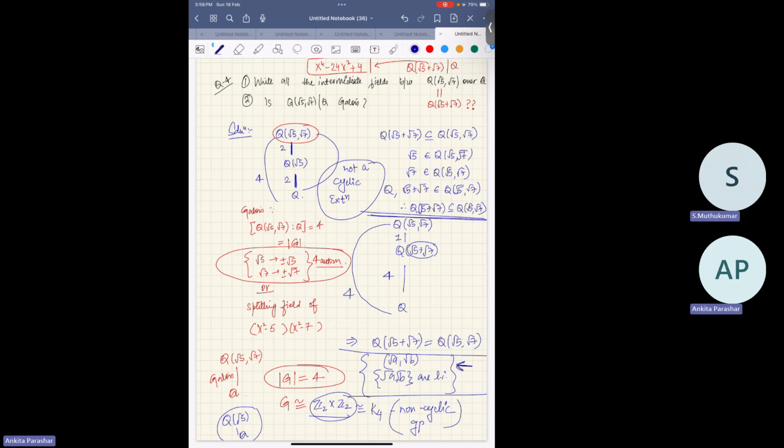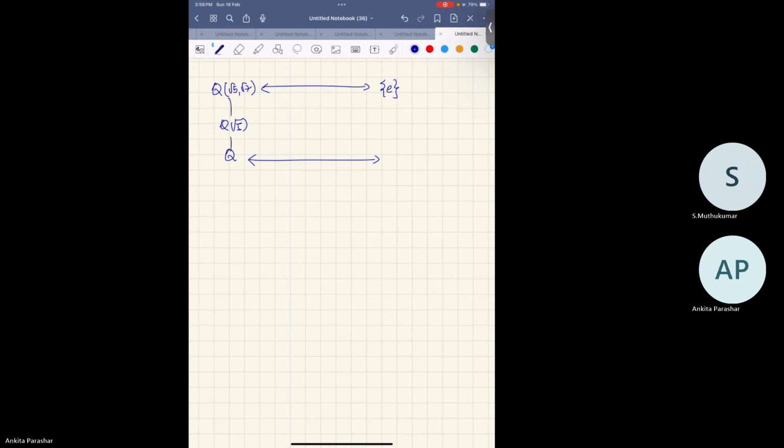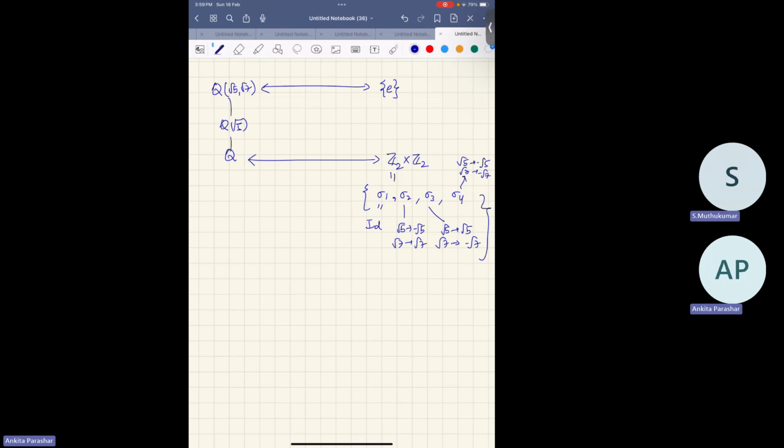All right, let's move to finding the intermediate fields. This is our main goal. The group is Z2 cross Z2, which we can write in terms of our automorphisms: sigma 1, sigma 2, sigma 3, sigma 4. Sigma 1 is the identity. Sigma 2 sends root 5 to minus root 5, root 7 to root 7. Sigma 3 sends root 5 to root 5, root 7 to minus root 7. Sigma 4 sends root 5 to minus root 5, root 7 to minus root 7. Everything has order 2, so it's isomorphic to Z2 cross Z2.